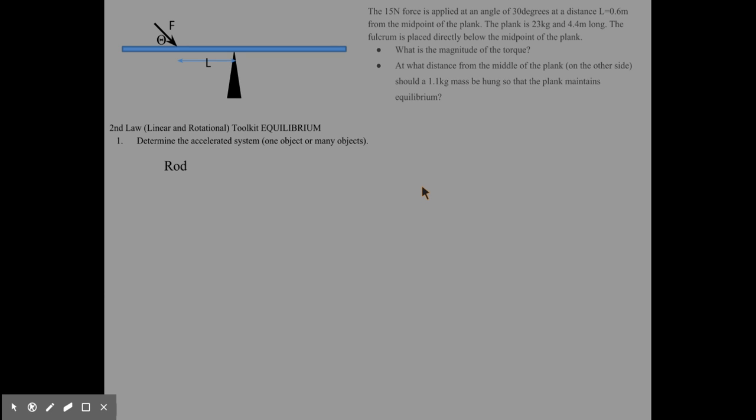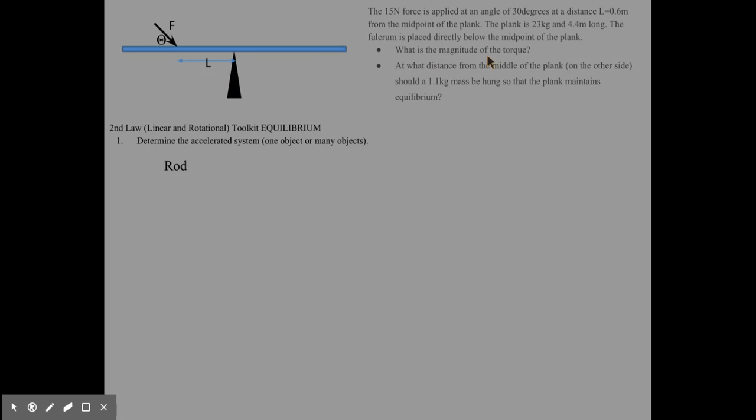Let's go over this example of static rotational equilibrium. This says that there's a 15 Newton force applied at an angle of 30 degrees at a distance 0.6 meters from the midpoint of this plank. The plank is 23 kilograms and 4.4 meters long. The fulcrum is placed directly below the midpoint of the plank.